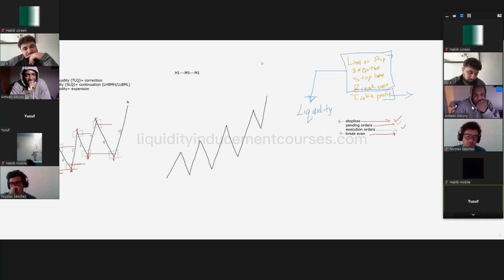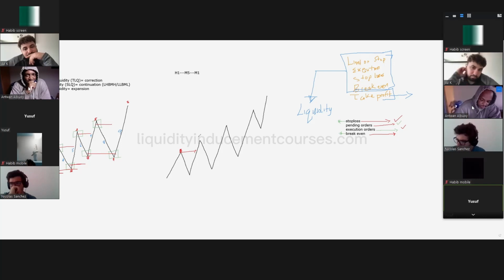Transactional liquidity is the liquidity for what? Correction. The moment price broke this high here, it means price took out this liquidity. Once price takes out this high, we know that an uptrend has been established first. That's the most important thing. You need to understand the trend first. The trend is an uptrend. So once this liquidity here is taken, we know transactional liquidity has been taken. Since transactional liquidity has been taken, we are expecting a correction. That is why it is called transactional liquidity.